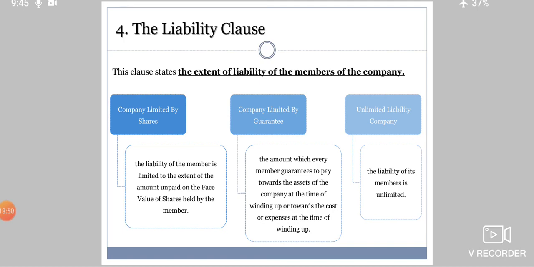And lastly, you have got unlimited liability company. See, the liability of its members is unlimited, as the name itself suggests.